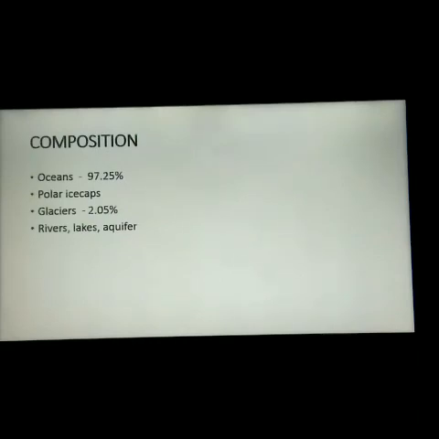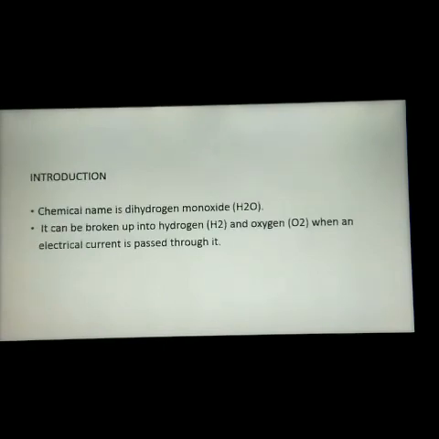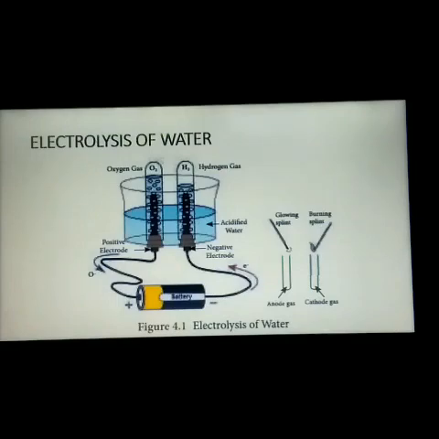Even our body is made up of 65% of water, but it is not apparent. Water is a chemically stable compound, and its chemical name is dihydrogen monoxide, H2O. It can be broken up into hydrogen and oxygen when an electric current is passed into it. And now let us see the electrolysis of water.